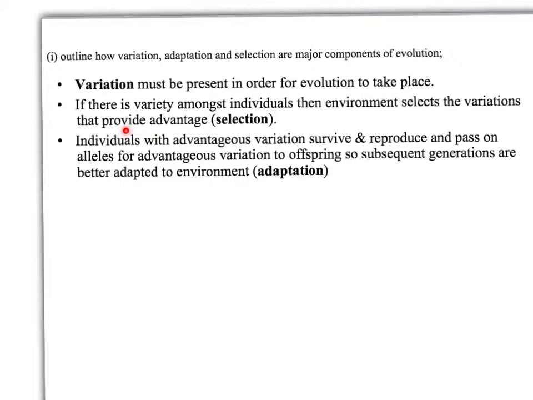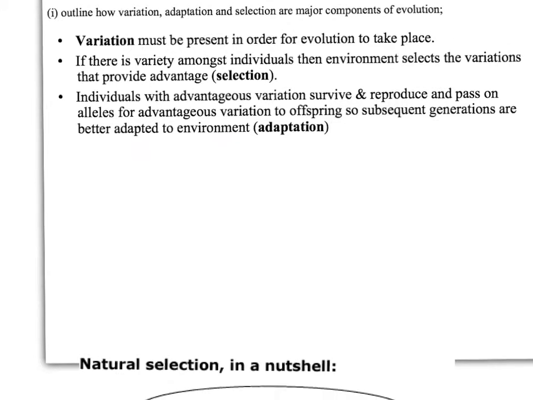And the consequence of that is, if they've got the advantageous variation and manage to survive, they have a greater chance of reproduction. If you live longer, you're likely to produce more offspring, and if you produce more offspring, you pass more of your alleles on to the next generation. Therefore subsequent generations are better adapted to the environment. I've got a very simple little diagram there, which we can use just to put all that together.